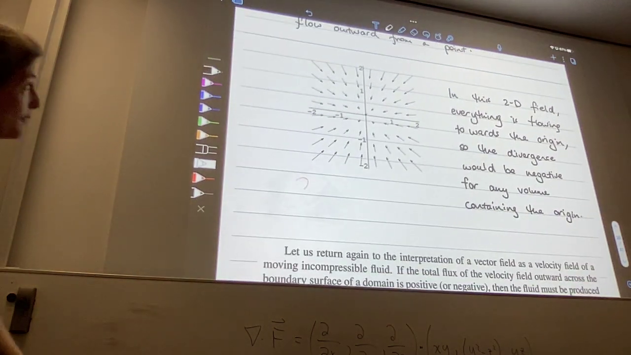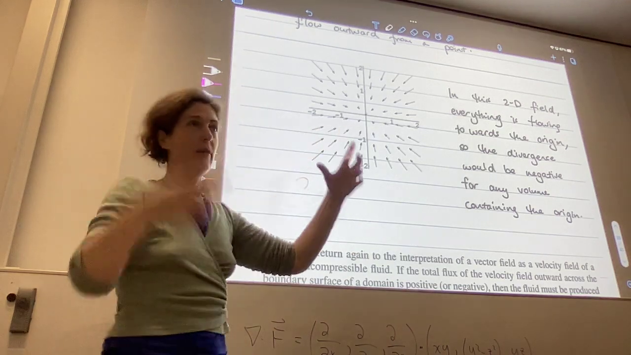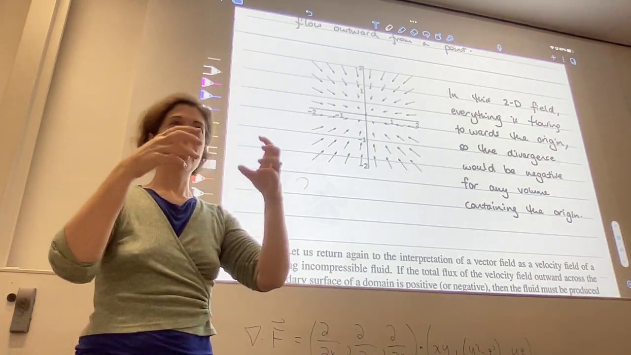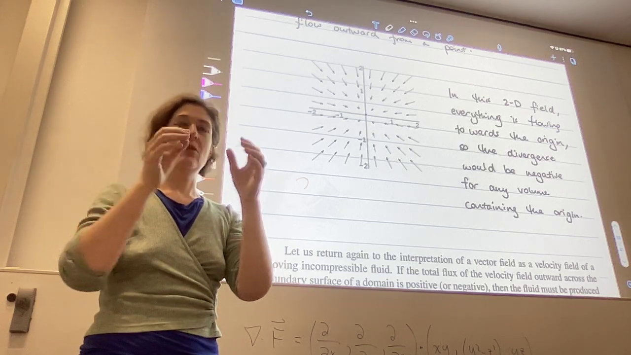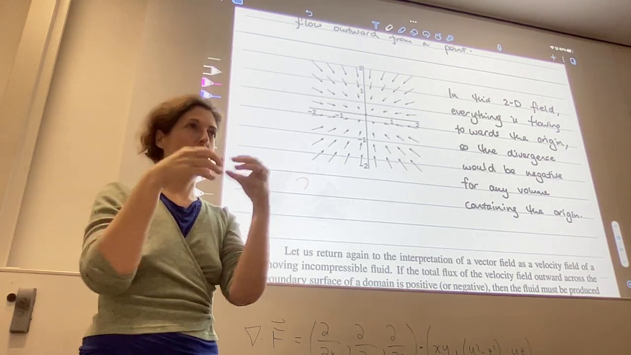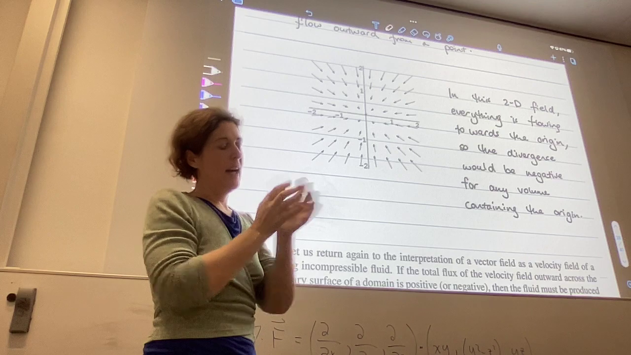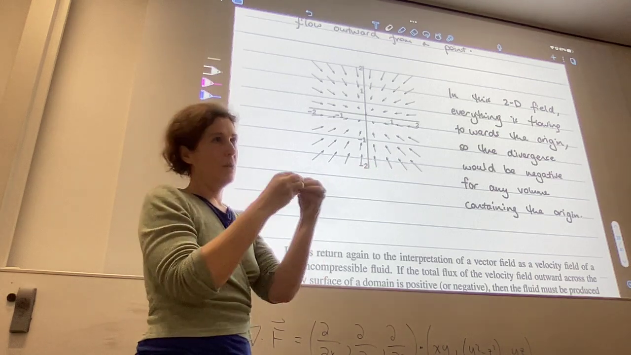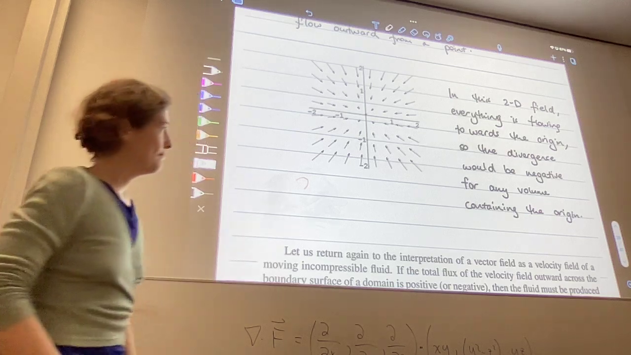So in a 2D field over here, if we look at the point right at the center, everything is moving towards it. Nothing's moving outwards, everything's moving inwards. Our divergence would be negative, because positive divergence means you're moving out, negative divergence means you're moving in towards a point. So that gives us a sense of an outward expansion or an inward pointing of a vector field.